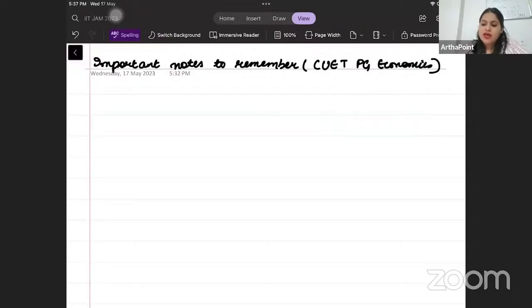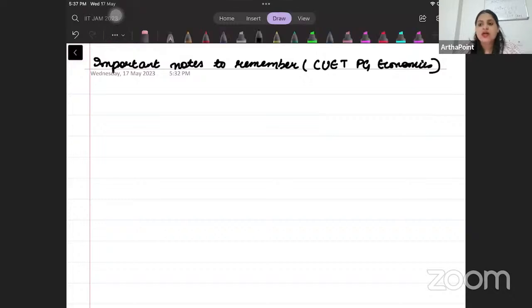Not in any order. ऐसा नहीं है कि सिर्फ माइक्रो होगा या मैक्रो होगा. But we just want to write down whatever important points are required from the point of view of this year's CUET exam. क्या क्या आ सकता है? I will try and cover all of that.